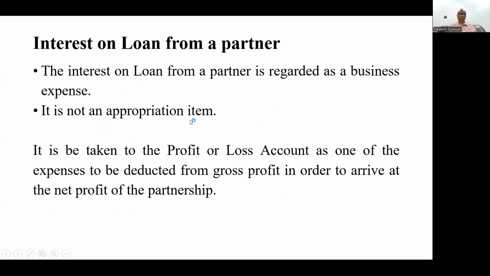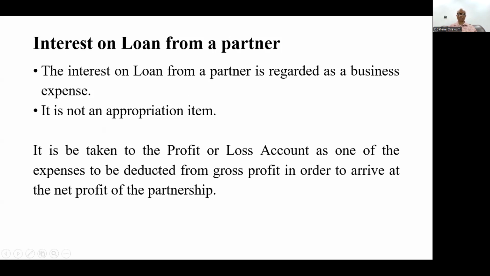So let's go. Interest on loan. This is very, very critical. You have to take note. Interest on loan from a partner is regarded as a business expense. So it's not an appropriation item. If a partner should bring a loan into the business, then it's an expense. It's not going to be taken as an appropriation item.